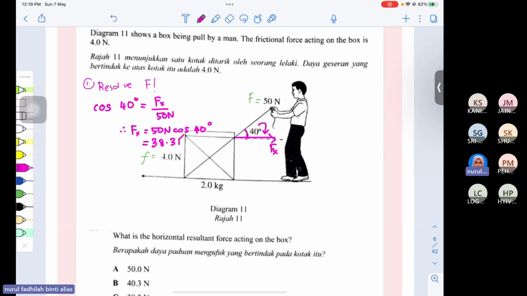Okay, 38.3. That's the force Fx. But the question does not ask for Fx. It asks for the resultant of the horizontal forces. Now I'm asking you, or in the exam, ask yourself: what are the other horizontal forces? For this one, are there any other horizontal forces?